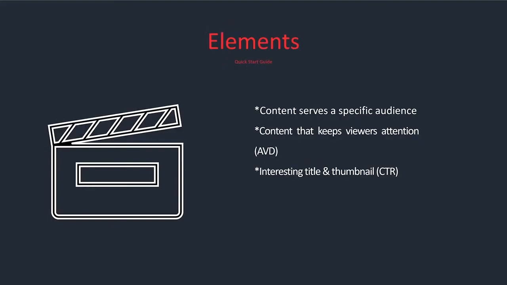The next thing is that you want to make sure that you're creating content that keeps viewers' attention. This is probably one of the hardest things that people struggle with when they're starting out, because YouTube looks at a metric called average view duration, or AVD. Average view duration is basically how long people watch when they open up your video and start watching. You're never going to get 100% average view duration; it's always going to be a lower percentage. For some people starting out, maybe it's 20% or 30%. The goal is to get people through at least half of your video.